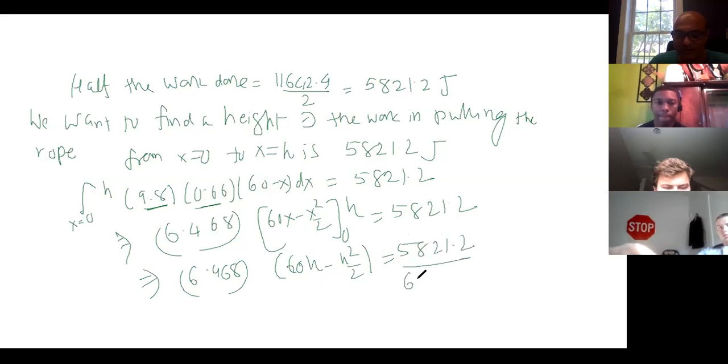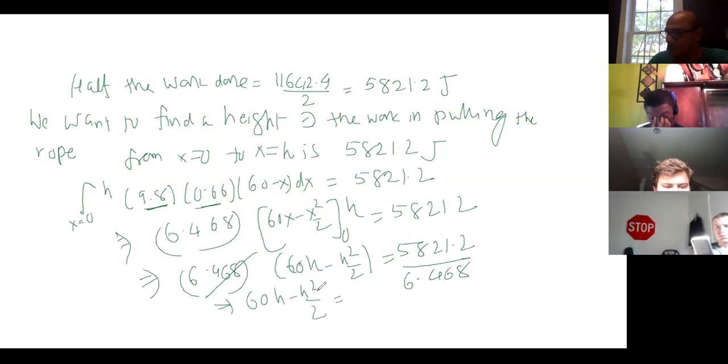Let me divide by this number, 6.468, right? If you divide by this number, what am I going to get? Just use your calculator and give me the number. So that is equal to 60h minus h squared by 2 equal to some number. Give me that number, guys, please, quickly. 900, sir. That sounds good. So it is 900, yeah, it was expected.